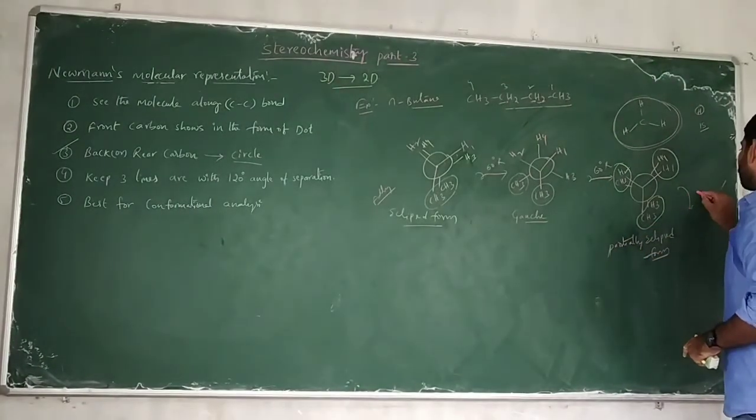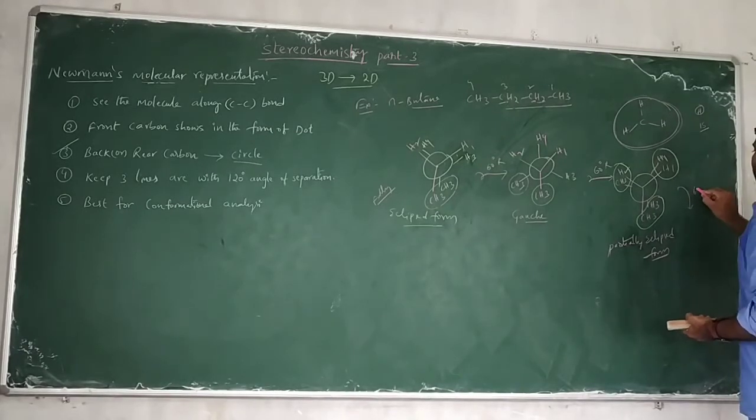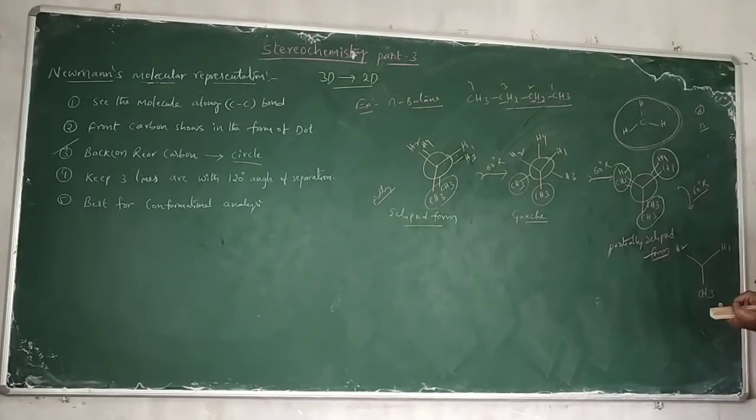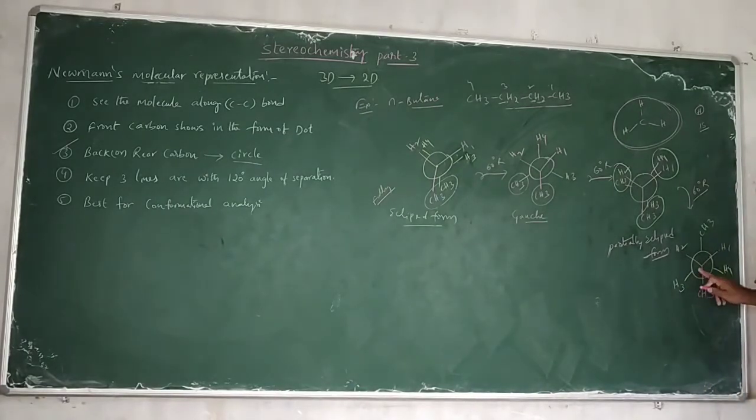Right. Next, perform another 60 degree rotation on this one. Now keep one carbon as constant: CH3, H1. On this molecule, do one more 60 degree rotation. Therefore this CH3 comes to here, H4 comes to here, and H3 comes to here. In this final molecule, between the two large bulky methyl groups there is the maximum angle of separation. Therefore it gives less steric repulsion, so low energy and high stability. This form is called the anti form.